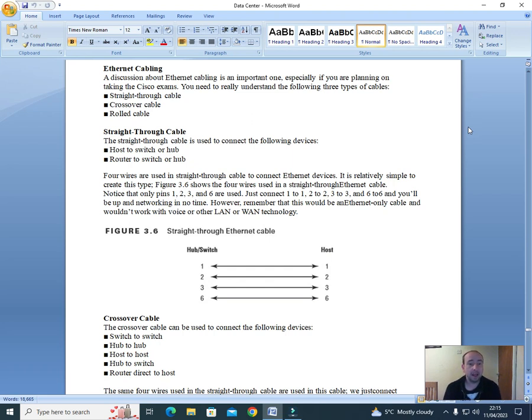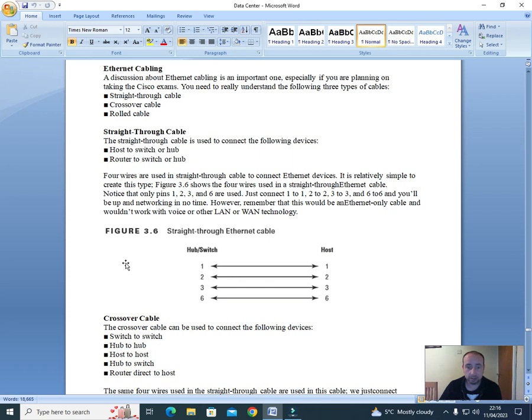A discussion about Ethernet cabling is an important one, especially if you are planning on taking the Cisco exams. You need to really understand the following three types of cables: straight through cable, crossover cable, rolled cable. Straight through cable. The straight through cable is used to connect the following devices: host to switch or hub, router to switch or hub. 4 wires are used in straight through cable to connect Ethernet devices.